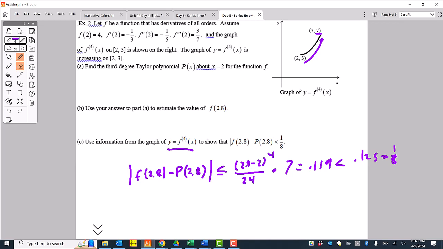Okay, and so we can see how this might be another way they ask something for Lagrange error. I'll let y'all go and find A and B on your own, but that's all it's asking for there.